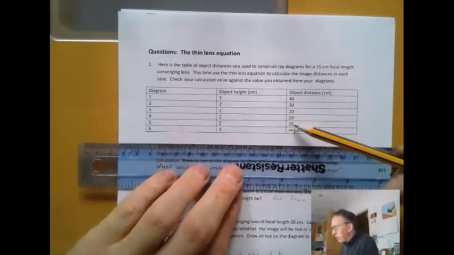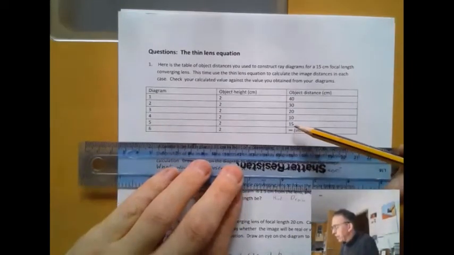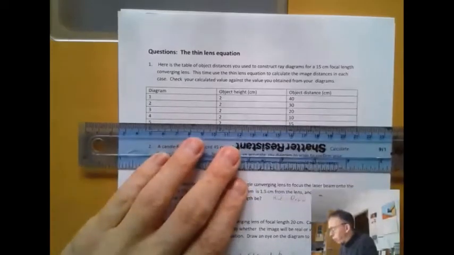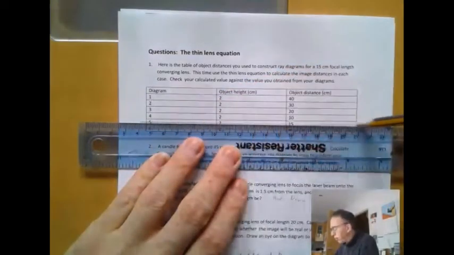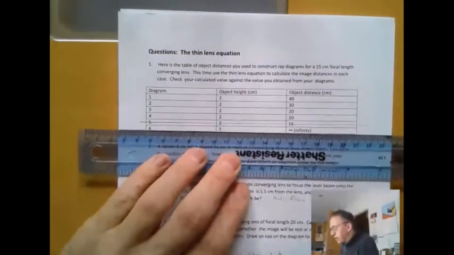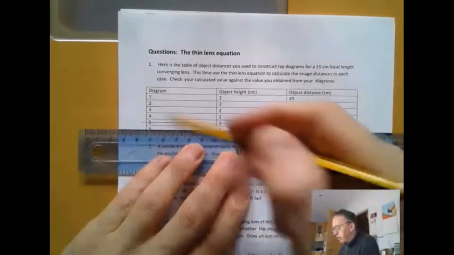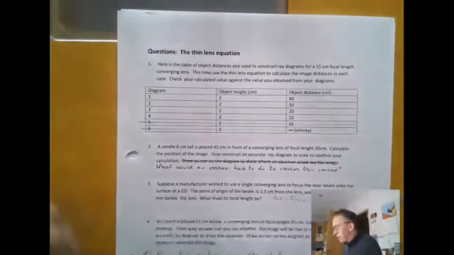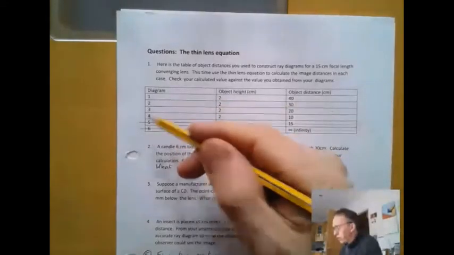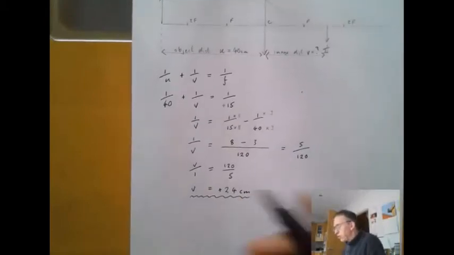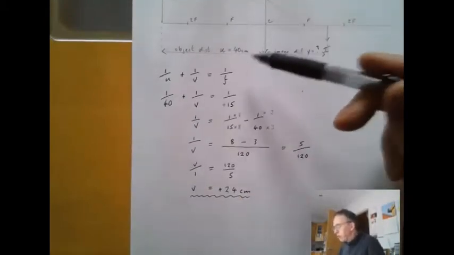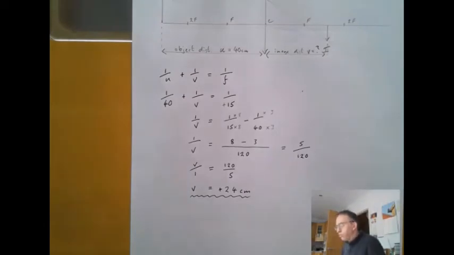Now, if we place the object at 15 centimeters, that is placing it at the focus. We skipped that one before, so I'm going to skip that one here. You could try it if you like and see what it does. And likewise, placing the object at infinity, I'm going to skip as well. So I'm just going to do numbers 1, 2, 3, and 4. What you should do is probably pause the video at this point and work through 2, 3, and 4. And I'll see you on the other side.